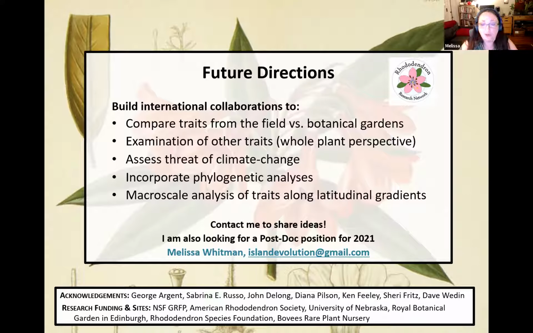It'd be useful to assess the threat of climate change, getting into more habitat modeling dynamics, as well as incorporating phylogenetic analyses, building off of all the prior research done again on this fabulous genus. And lastly, one of the things that I'm very interested in is expanding this analysis to a much more macro scale. So looking at what are trait trends along latitudinal gradients.